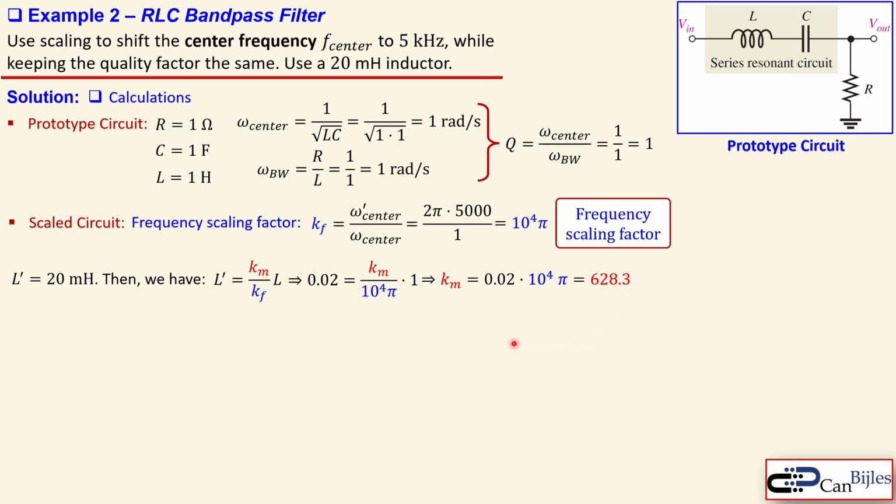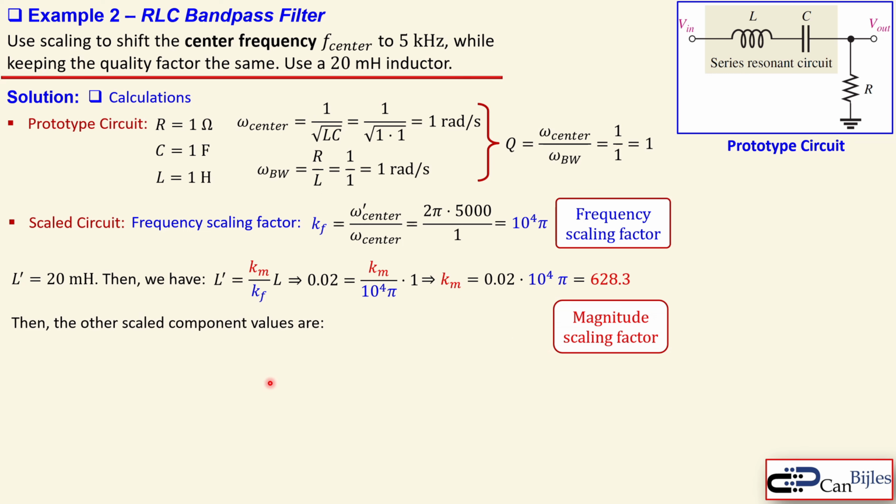Okay, now we have everything. We have our scaling for the frequency and also the scaling for our magnitude. So these two factors are now available. We can now calculate the other scaled component values as shown here, because R prime, the scaled up version of the resistor, will be Km times the normalized value, which is 1 here. That means 628.3 times 1, which is 628.3 ohms. That's straightforward. The C prime will be C over Km times Kf. We have these two, and also C, which was 1 originally. So 1 over Km and Kf. That will give us 50.66 nanofarads.